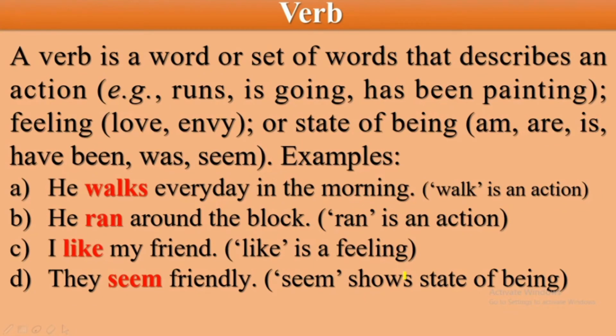I like my friend. In the sentence, like is a verb because it expresses an action, which is a kind of feeling. They seem friendly. In the sentence, seem is a verb because it expresses an action which shows state of being.